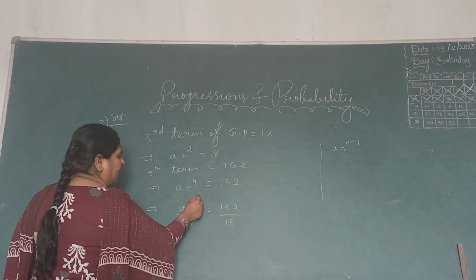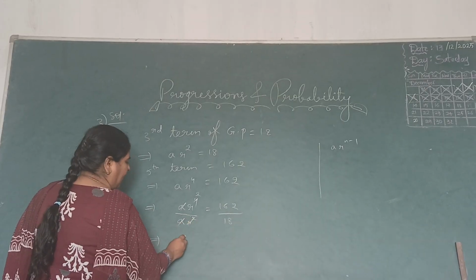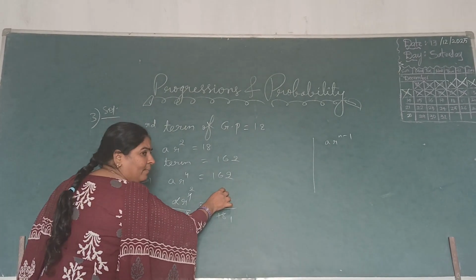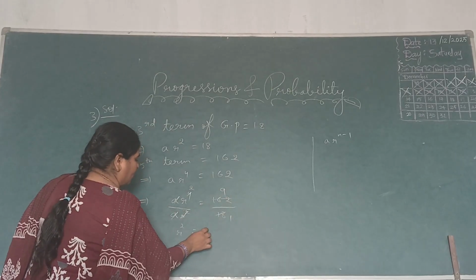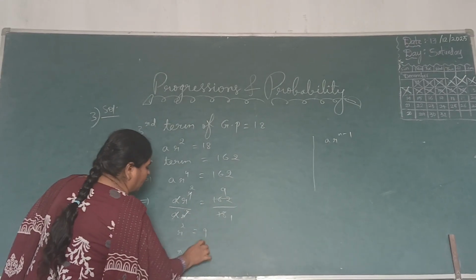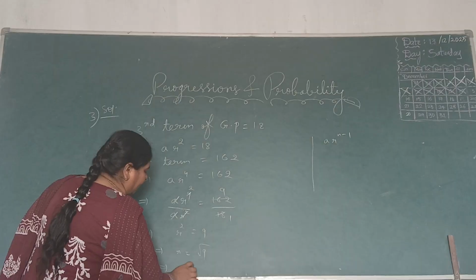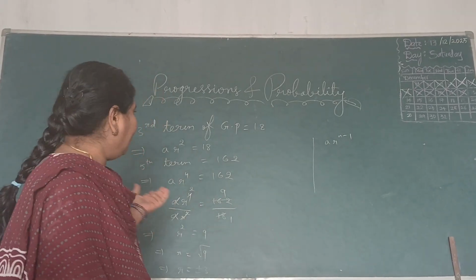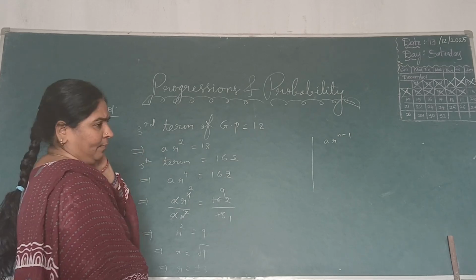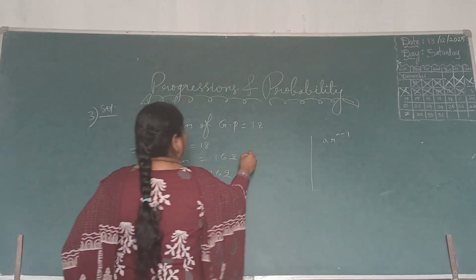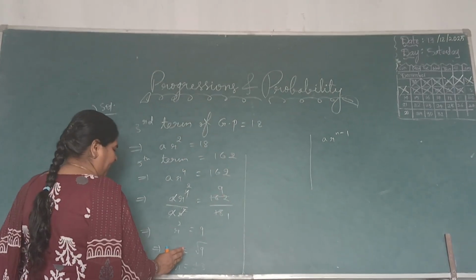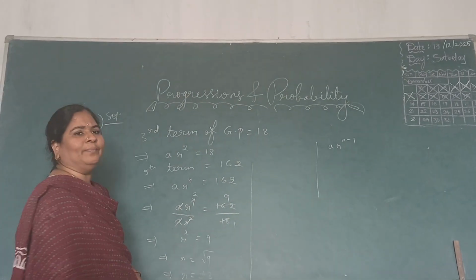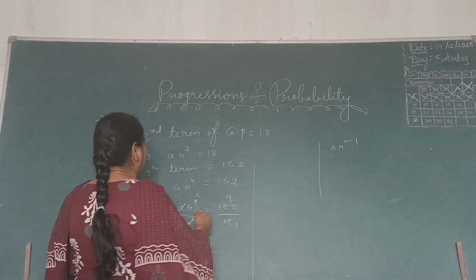So here we will be getting R square as 162 by 18, which is 9. Very good. So R is the square root of 9, that is 3. We may take 3 or we may take minus 3 also. Whatever we take, we are getting the third term of the GP as correct. But I don't want R here. A is needed. So how to find A?